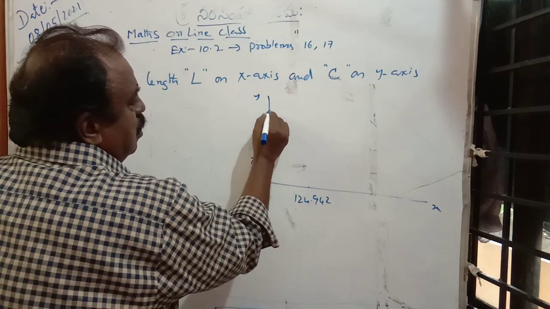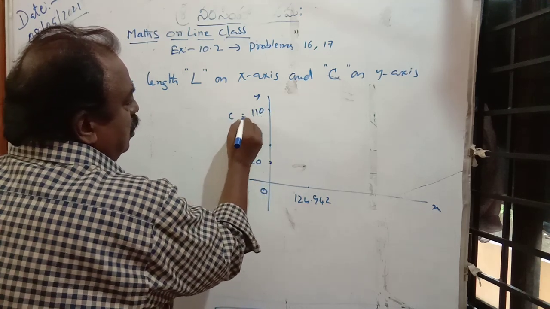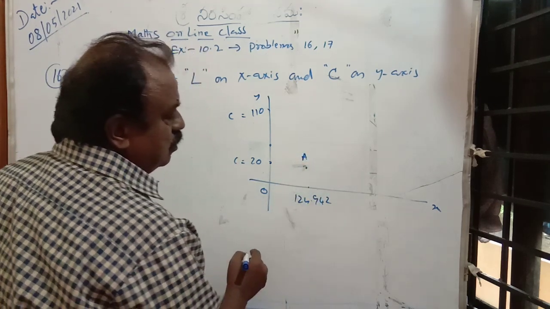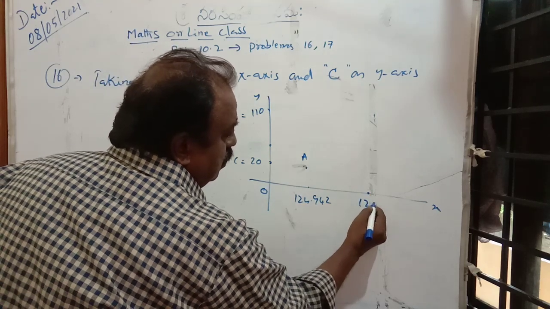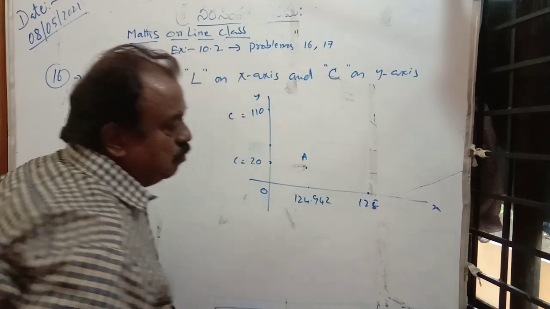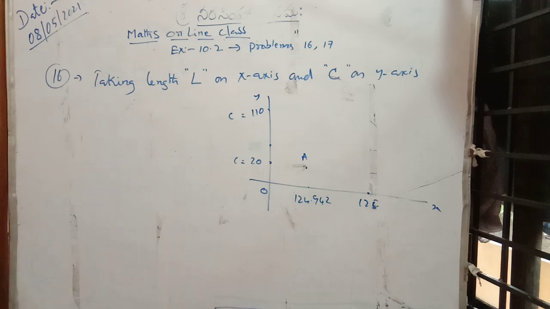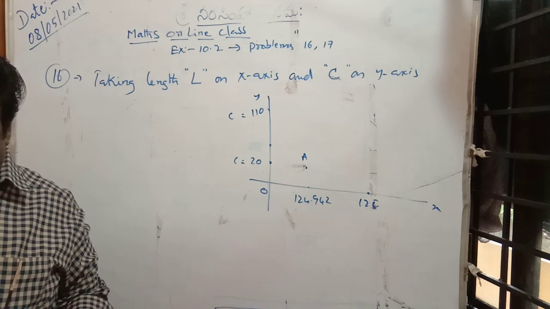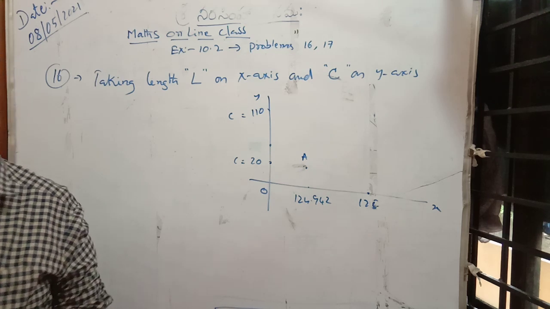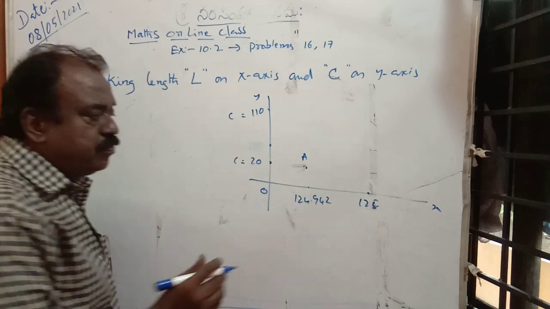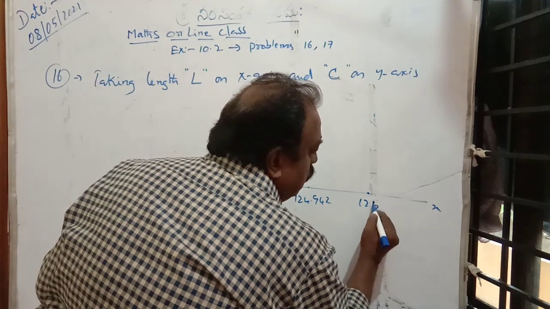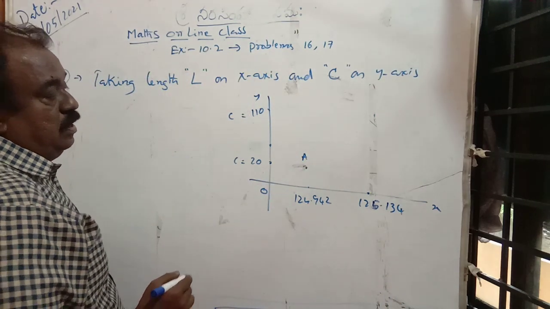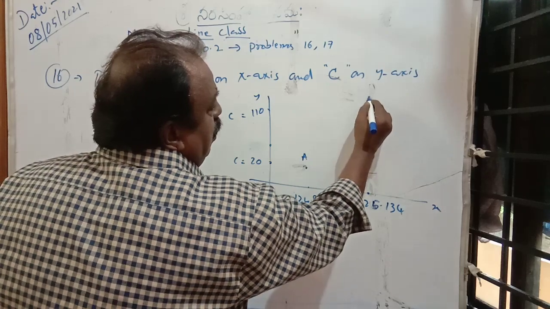When it is 110, that C is equal to 110. Here is a point A. And the length is 125.134. Then it is point B.